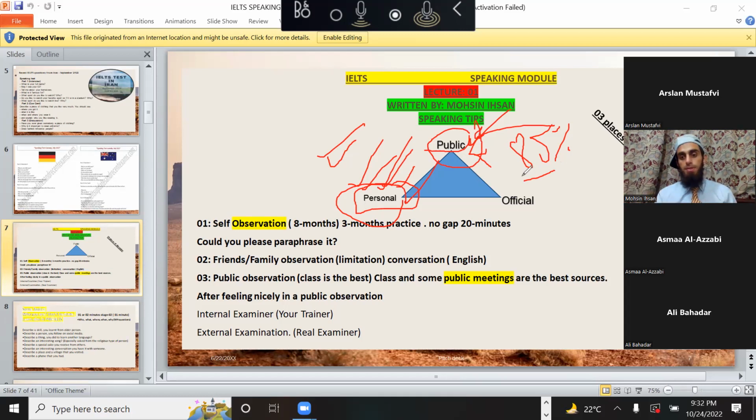But 85, 90% of the time, if you pick all the real exam questions and also these Cambridge practice books, you can see the part 2 questions are regarding your previous life, your past life.